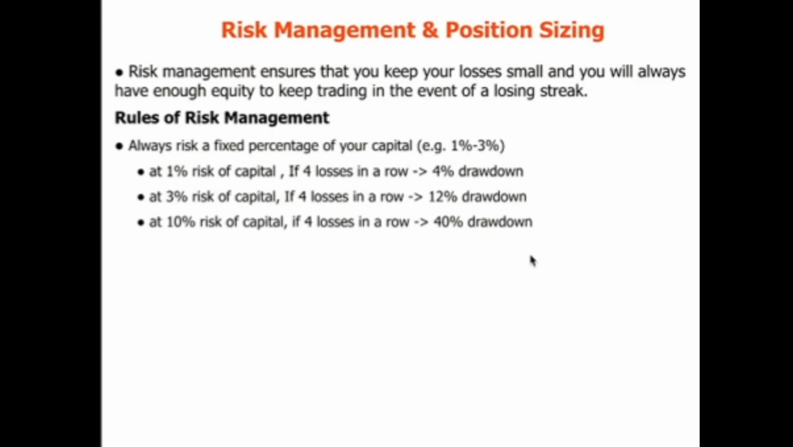Now remember to always risk a fixed percentage of your capital. I recommend 1% and not more than 3% per trade. So now, like I said before, if you are risking 1% of your capital and you have like 4 losses in a row, it's just a 4% drawdown from your capital. And if you are risking 3% per trade, with 4 losses in a row, you will have like a 12% drawdown from capital. But if you risk 10% of your capital, which you should never do, if you have 4 losses in a row, that's a 40% drawdown, and immediately you have this, it will start affecting your trading psychology.